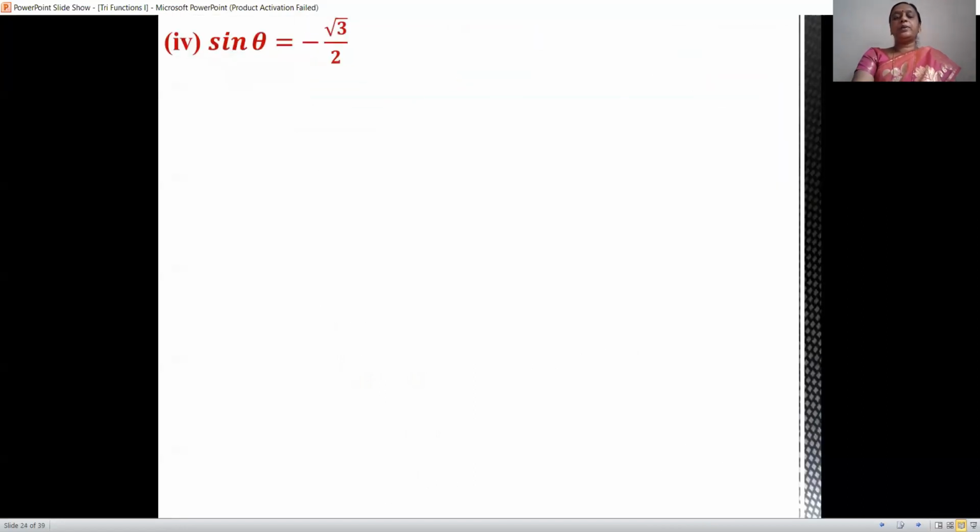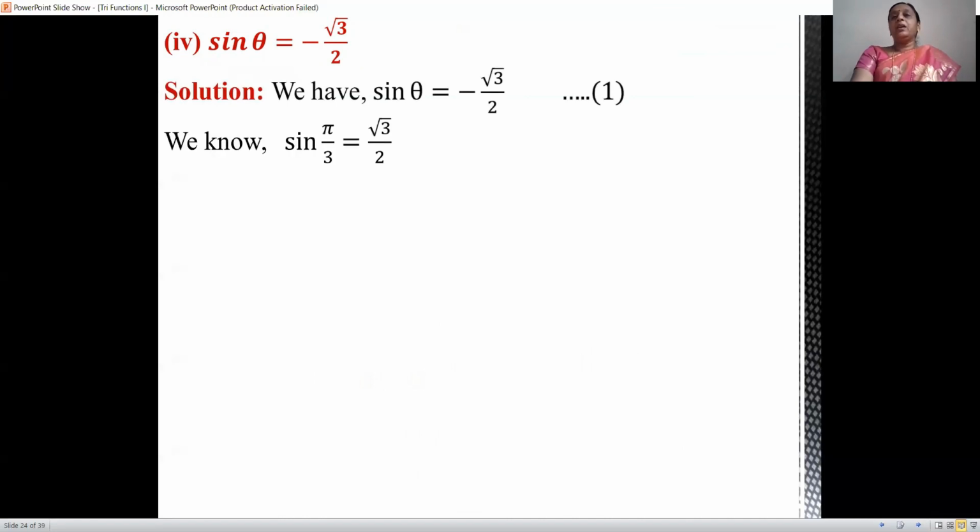Consider the next example. Sin theta is equal to minus root 3 by 2. Write down we have sin theta is equal to minus root 3 by 2. Now here the function is negative. Therefore, you don't get the negative value directly from the table 0 to 360. Only we will find positive values there.